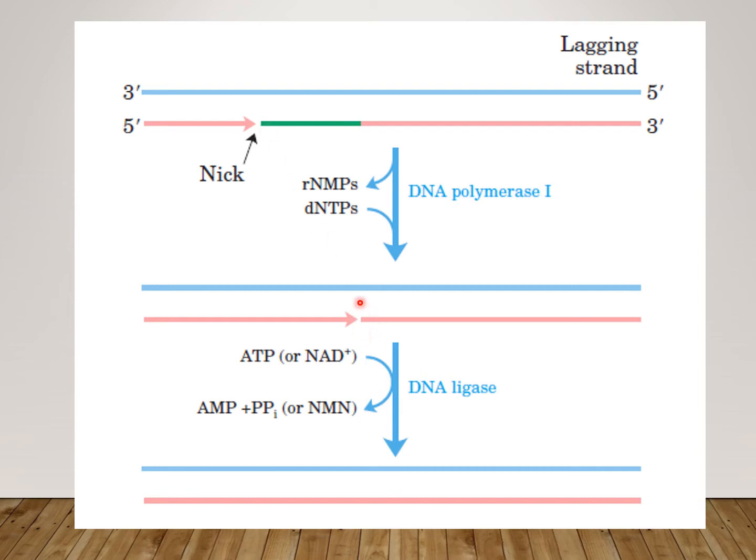Then the Okazaki fragments are joined together. The gap is joined or filled by DNA ligase with the help of energy. So with the help of DNA polymerase 1 and DNA ligase, the strand is completed. This is the process of elongation.